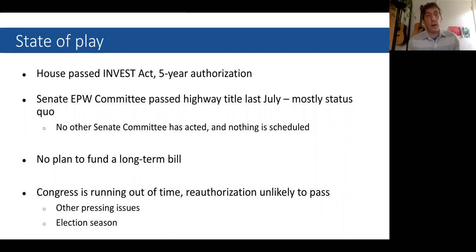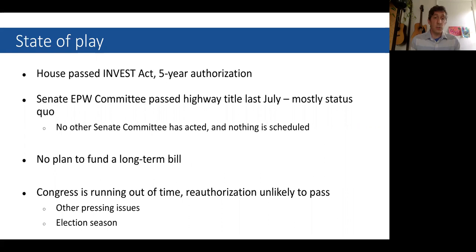So the state of play on Capitol Hill: the House has passed its five-year proposal, the INVEST Act. Only one Senate committee, the Environment and Public Works, EPW committee, has passed a bill. This is just a highways bill. That was last July. It maintains the status quo primarily, and no other Senate committee has acted on transportation, with nothing scheduled at this point. Between the House and Senate, there's no real plan to fund a long-term bill, which is certainly an obstacle.